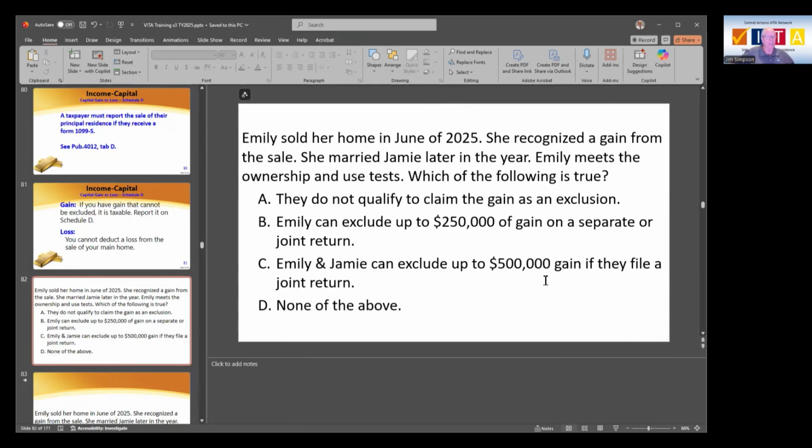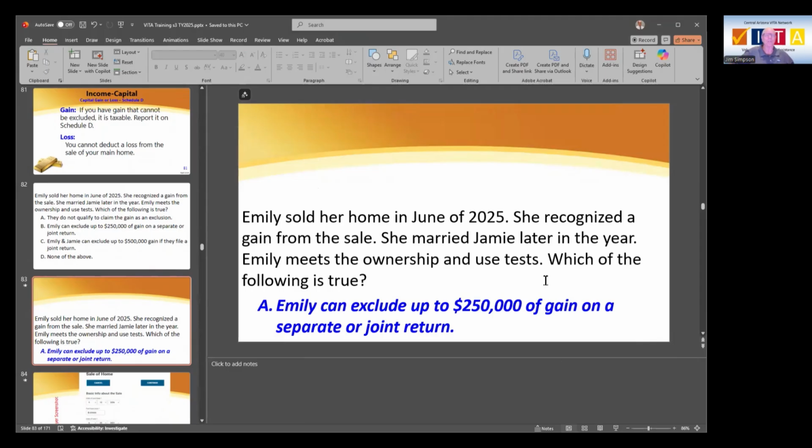So how would you apply those rules that I just told you about? Put it on pause and think about it. And if you want to, go back and look in the 4012, it'll tell you. She can exclude up to $250,000 because when she sold it, she was single. And it doesn't matter whether she files a separate or joint return, she can exclude $250,000 of gain.